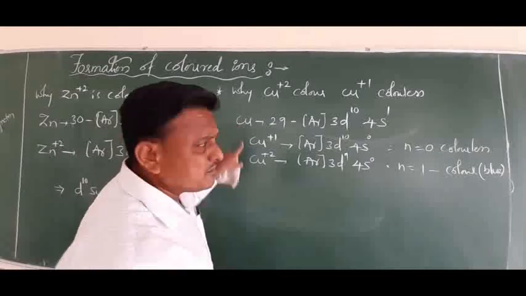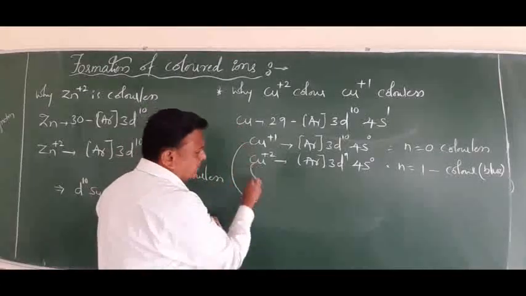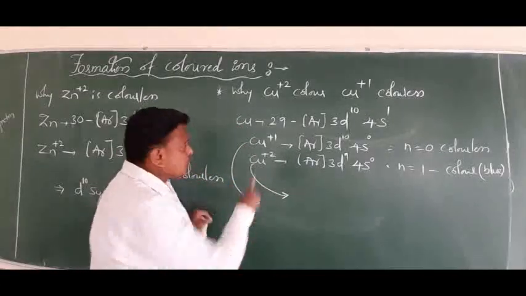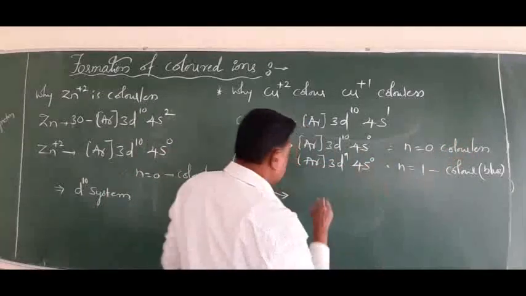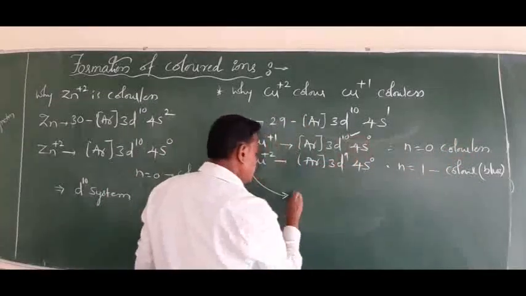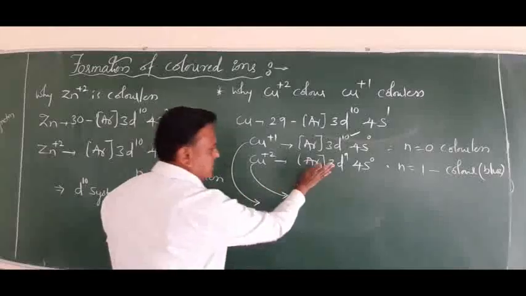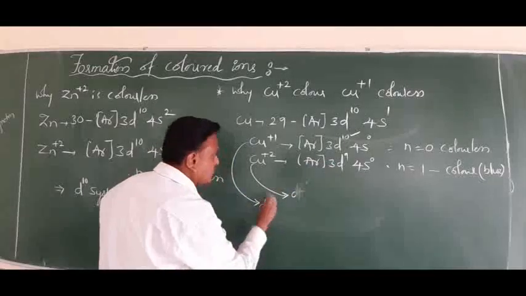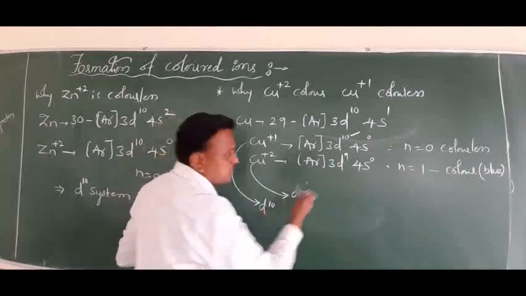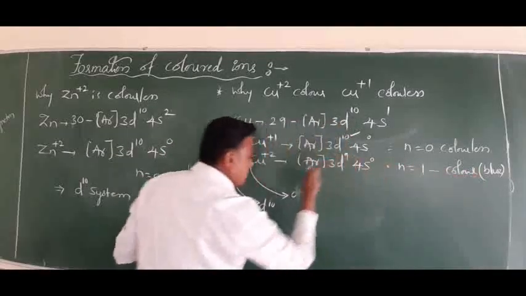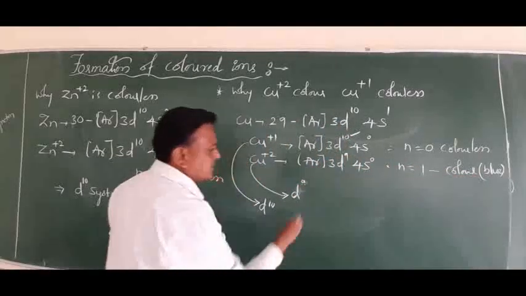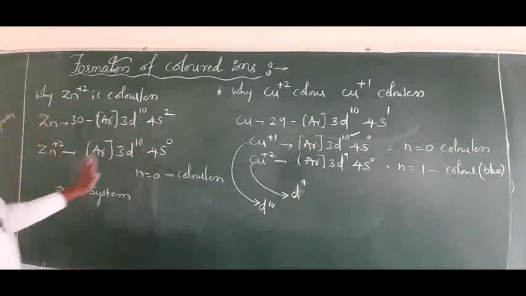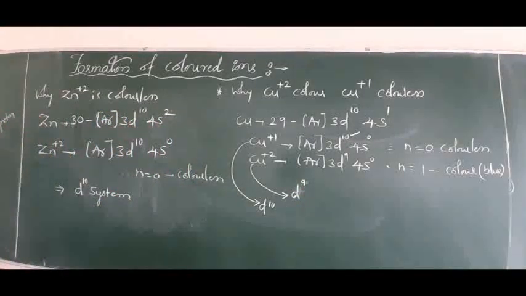Here copper 1 and copper 2 come, children. Sir, why is copper 1 colorless? Because it is a D10 system. Why is copper 2 colored? Because it is a D9 system. And this is the major concept of color of transition metals.